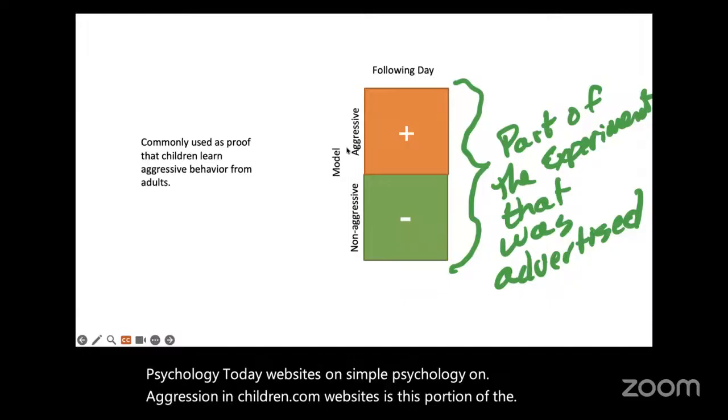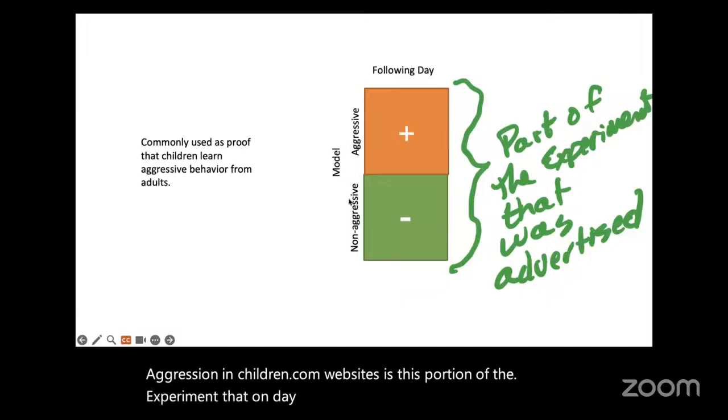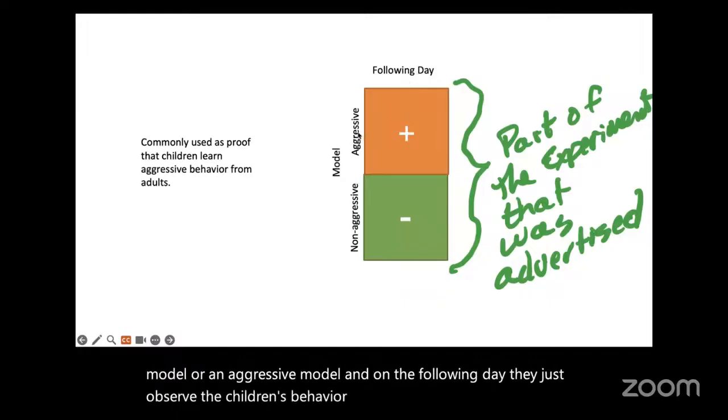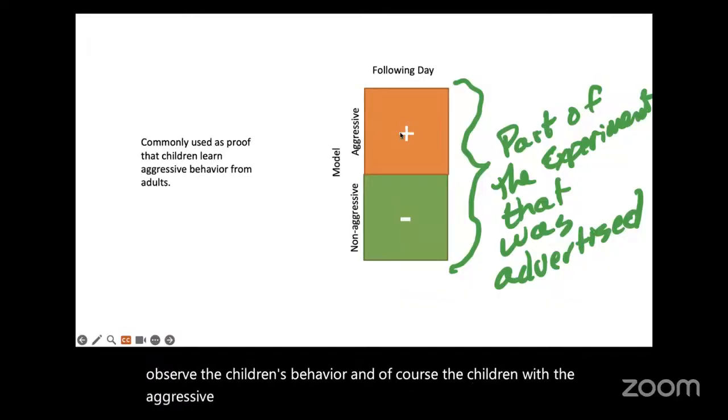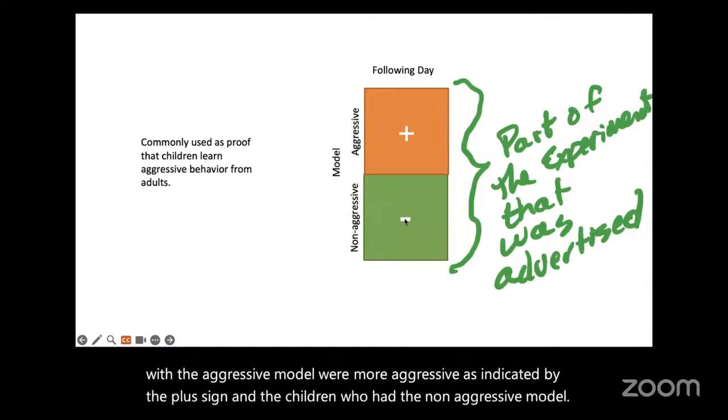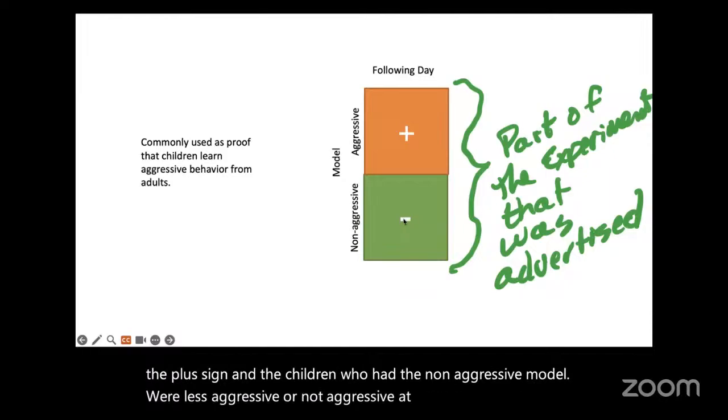experiment that on day one, you either had a non-aggressive model or an aggressive model, and on the following day, they observed the children's behavior, and of course, the children with the aggressive model were more aggressive, as indicated by the plus sign, and the children who had the non-aggressive model were less aggressive or not aggressive at all, indicated by the negative sign.